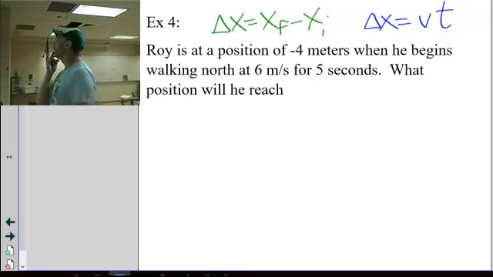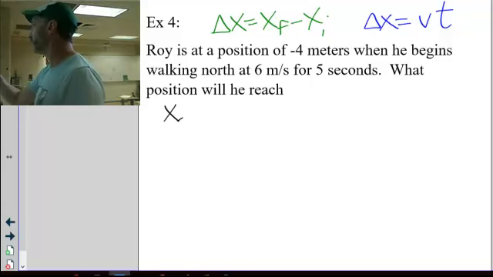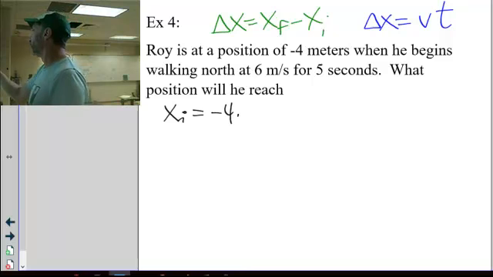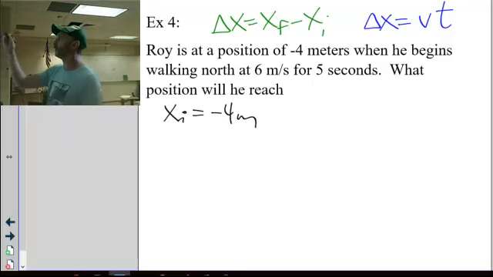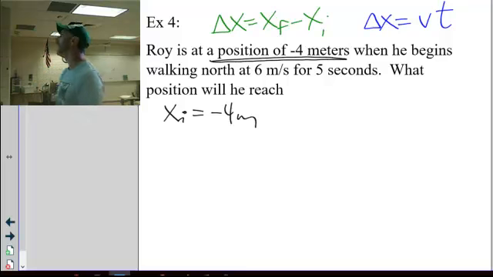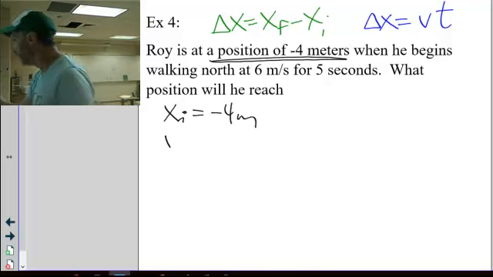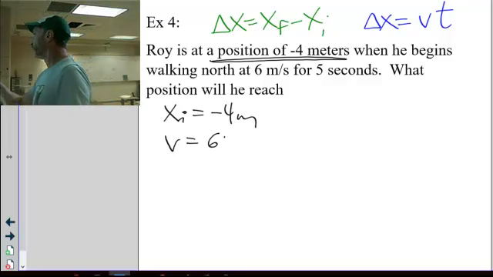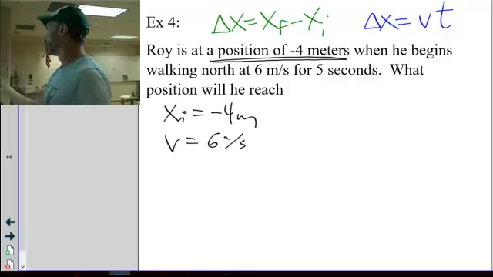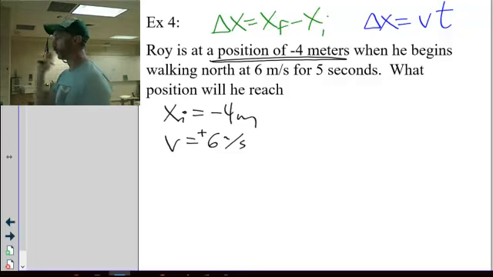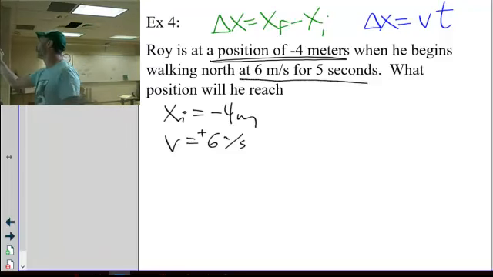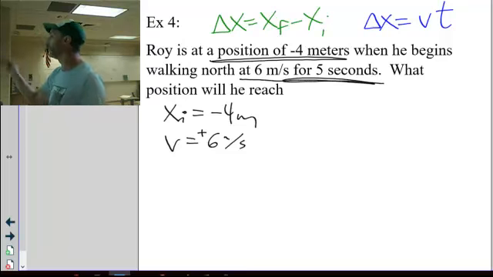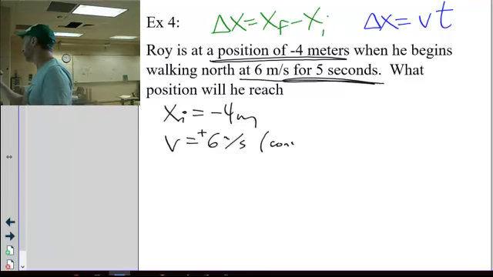Roy is at a position of negative 4 meters when he begins walking north. That's telling me that his starting position is negative 4 meters. It's not telling me how far he went. It's telling me where he is at the beginning. And then his velocity is 6 meters a second. He's going north, so it's positive. You don't have to put the positive sign. I often do it just to remind myself that I thought about it. So he's moving at 6 meters a second for 5 seconds. That's implying that for the entire 5 seconds, that's his velocity. So I'm going to make a little note here to myself that it's constant.